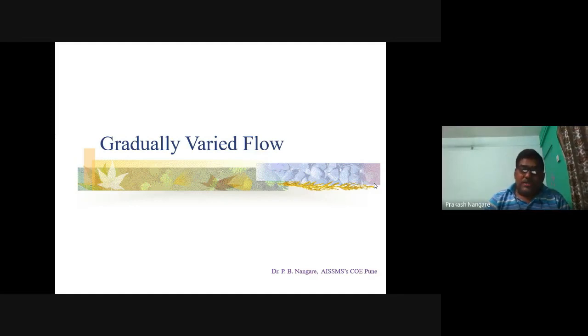The varied flow is a non-uniform flow, and this flow is classified under two categories. Out of that, the second category is rapidly varied flow. When the depth of the flow abruptly changes over a shorter distance, you call it rapidly varied flow. So today we are going to discuss gradually varied flow.